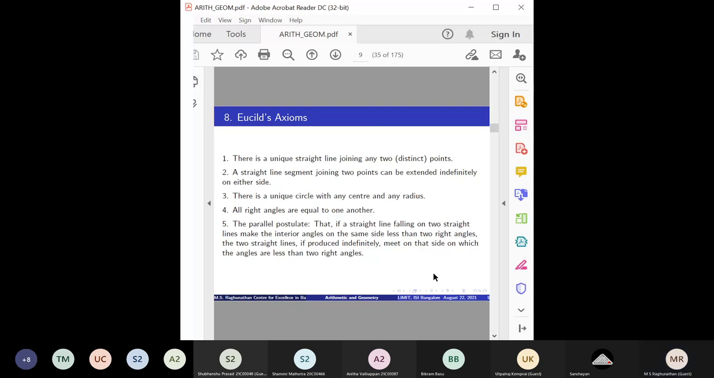Now this is formulated in different ways. Anyway, from this, one of the results that is deduced is that if two straight lines are parallel to each other, that means they don't meet however extended. That's the definition of parallels.